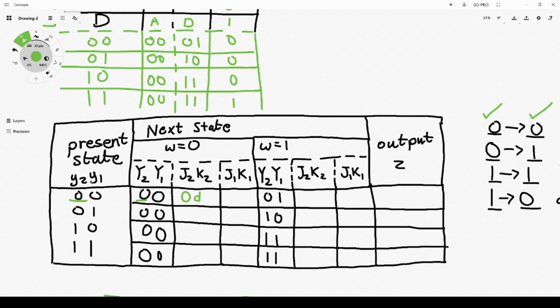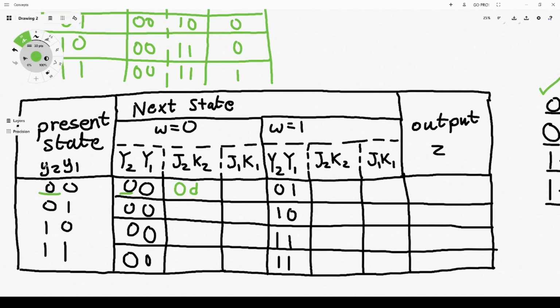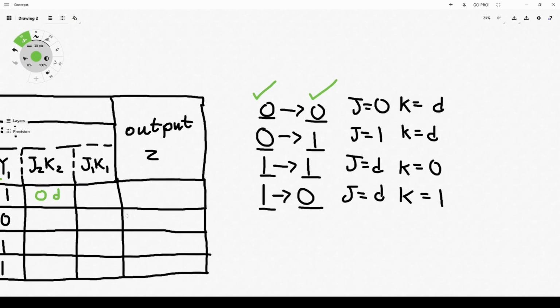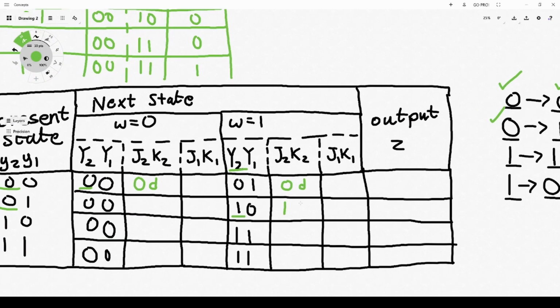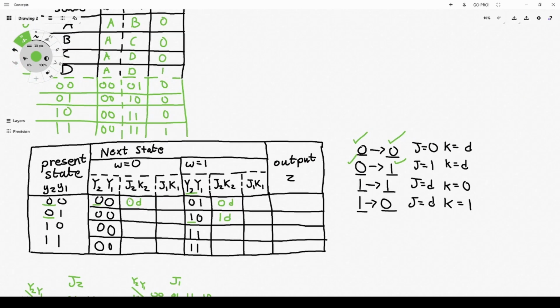I'll do another example here. Let's do an example for W equals 1. So we're going to look at our Y2 present state right here, and then our Y2 future state when W equals 1 right here. It does look like it's the same thing, where it just goes from 0 to 0, so this is also going to be 0D. I'll do a different one here, where it goes from 0 to 1. For a flip-flop going from 0 to 1, J will equal 1 and K will equal D. So 1D.